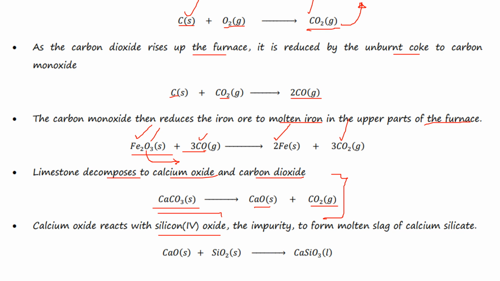So molten calcium silicate is formed as a result of the reaction between calcium oxide from the decomposition of calcium carbonate and silicon oxide, which is also known as silica, present as an impurity in our ore. By reacting, they give us a molten liquid which is called slag, or you can call it by its name of calcium silicate.